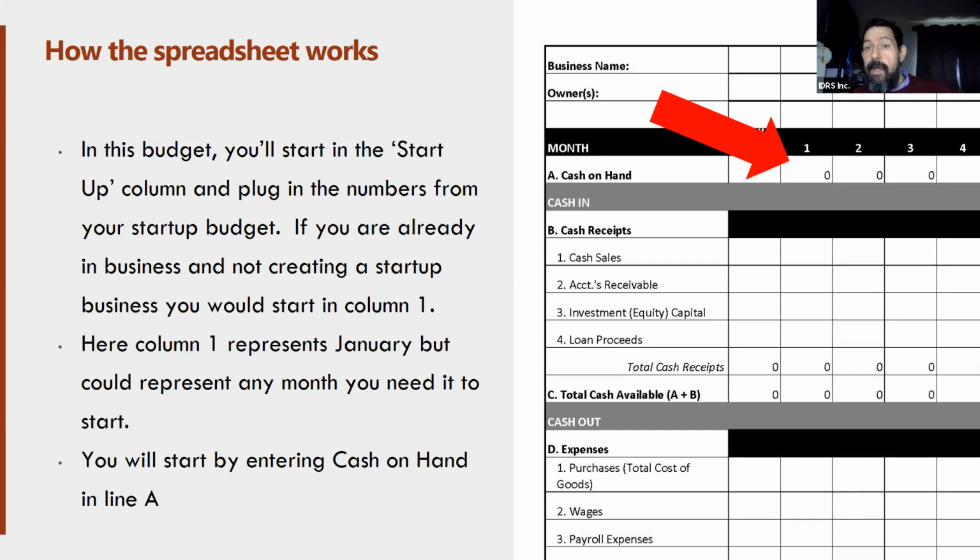But if you're already in business, you may start this as one because you're not having these big expenditures in the startup budget, all right? And then what we're going to do is start with cash on hand. Do you have anything in a bank account, any cash at all? We're going to put that there on line A. So that's what we start with.